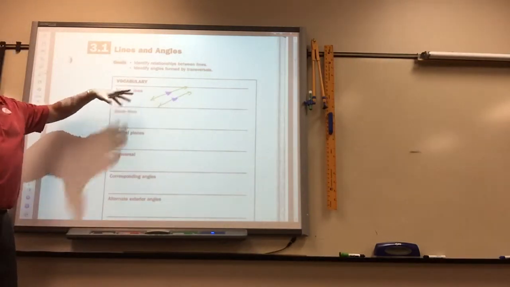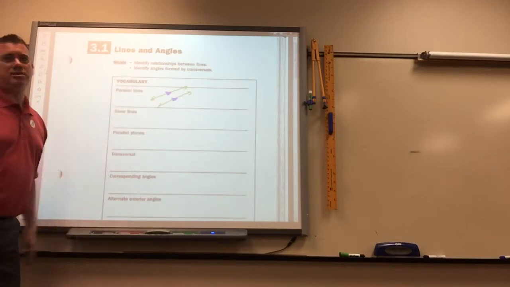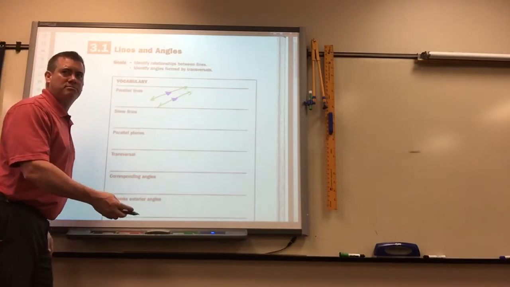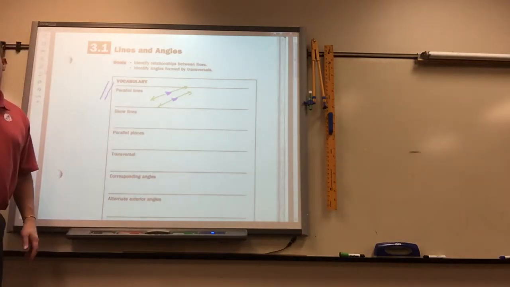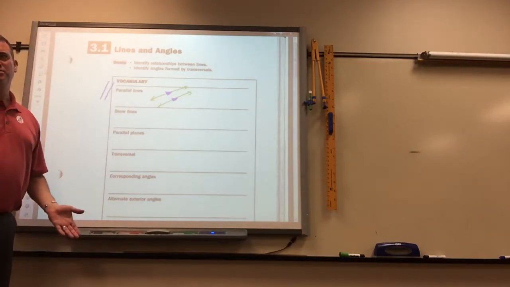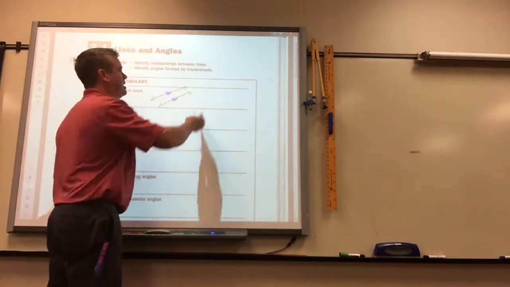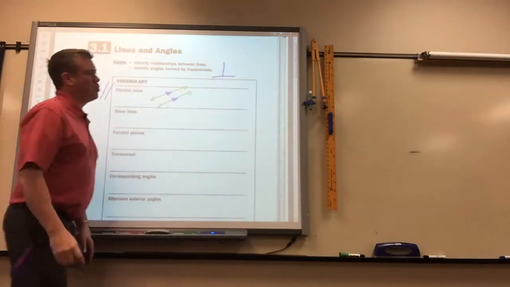The abbreviation for parallel, so you don't have to write the word all the time, you guys remember what it is? PLL. Two slanted lines like that. Remember what perpendicular is? Upside down T. Nice. Instead of writing the word perpendicular.